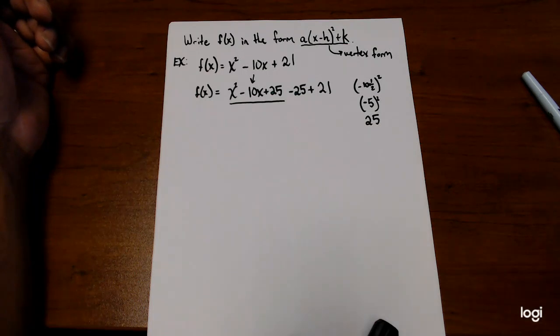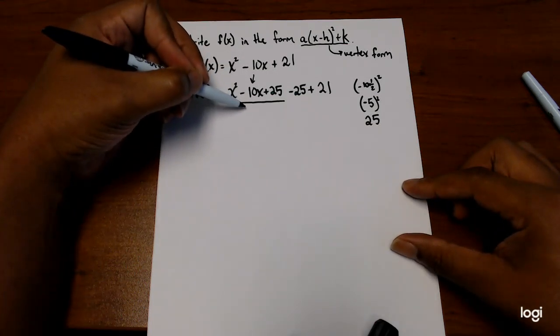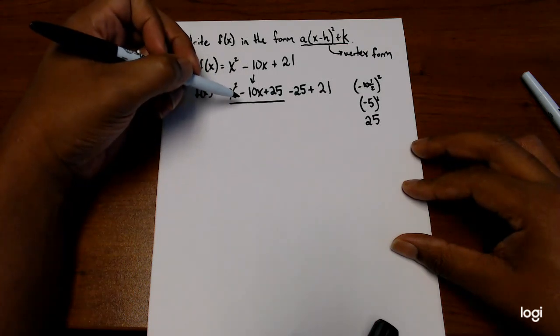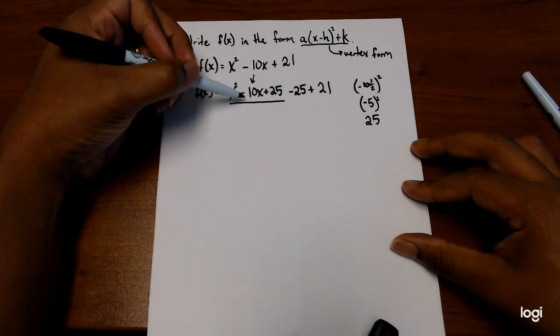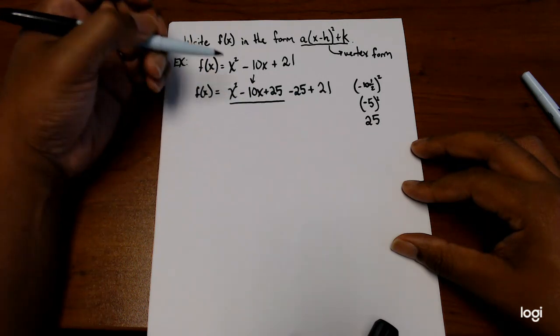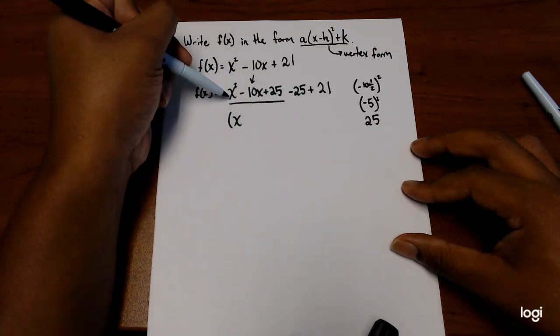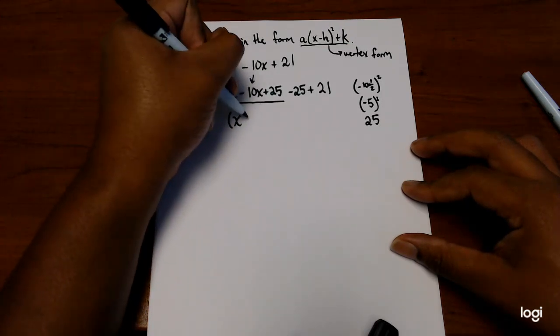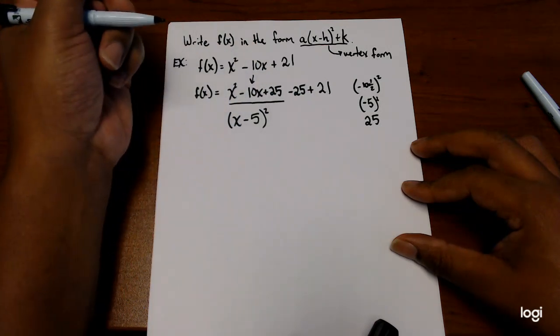At any rate, now I have two tasks. My first task is to factor this trinomial. So then I need to think of two numbers whose product is positive 25 and whose sum is negative 10. And we know that negative 5 and negative 5 will do the trick. So as it turns out then, this perfect square trinomial is x minus 5 quantity squared.